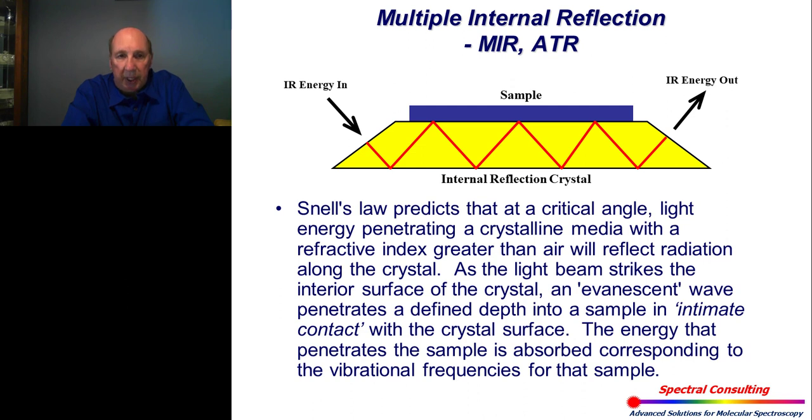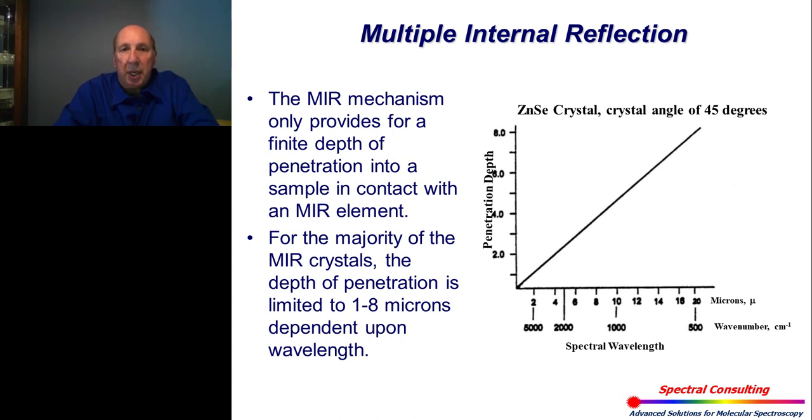So we see the sample in the blue pressed against the surface of the crystal in the yellow. And every time the light comes to the surface of that crystal, there's a little bit of light that goes into the sample, and we get an absorption process. And that's what we're trying to get, that absorption process, so that we see in the final analysis a spectrum. Now, the MIR mechanism only provides a finite depth of penetration into the sample as it's in contact with the MIR element or crystal.